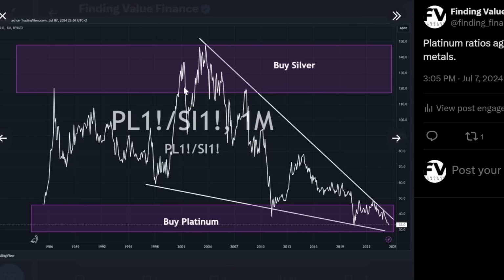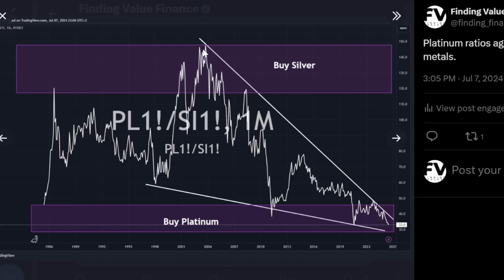This is your buy silver zone up at the top. This is buy platinum, and we are very low against silver for platinum. We're at a 1:33 ratio, which means 1 ounce of platinum can buy only 33 ounces of silver. At the peaks up here, we were above 1 ounce of platinum buying over 130 ounces of silver.